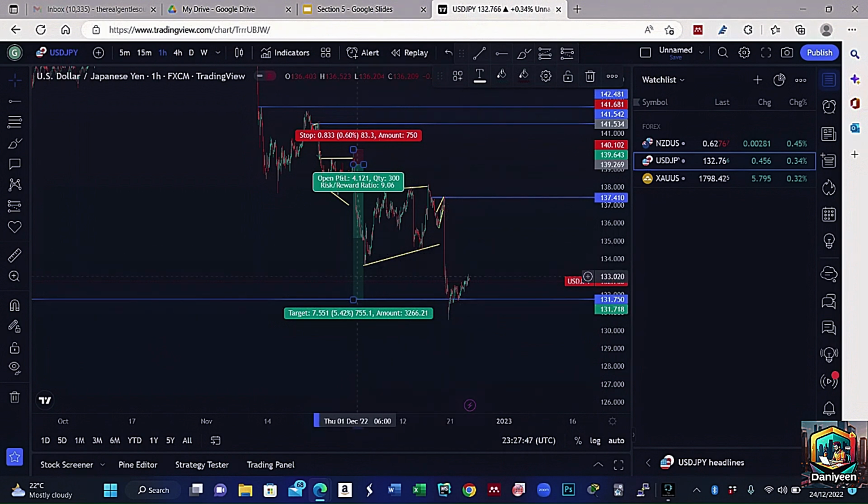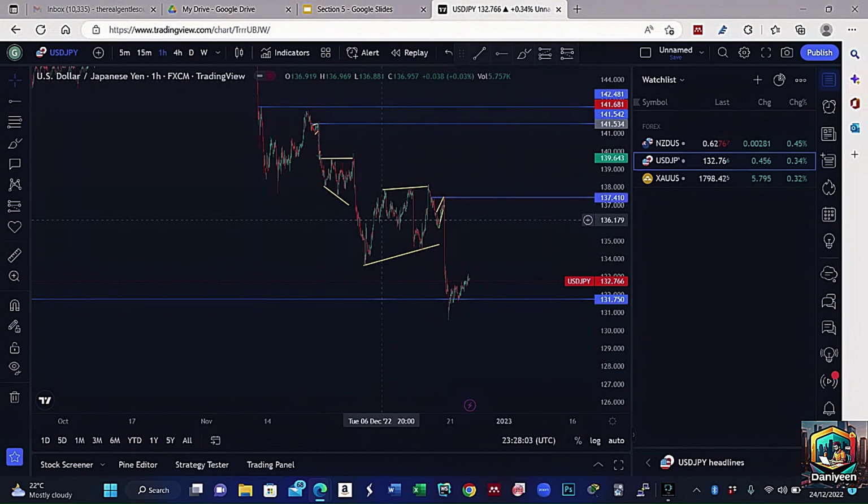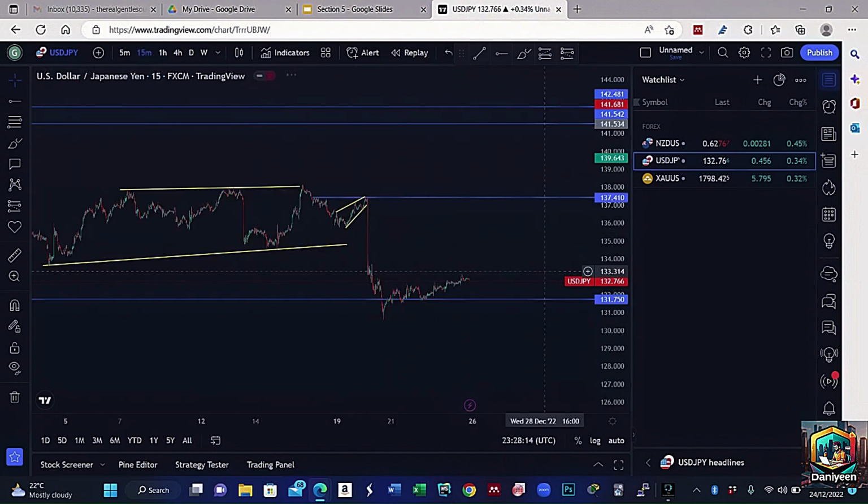So for those using percentage, this is 9.06%, which is an amazing number. And for those using pips, this is 755.1 pips. So that is how you can enter that particular trade. So let us move to the next one. So again, as price progresses from there, it formed another big pattern. So let us move to the lower time frame.